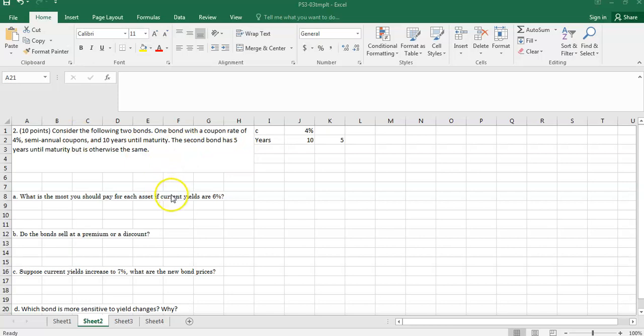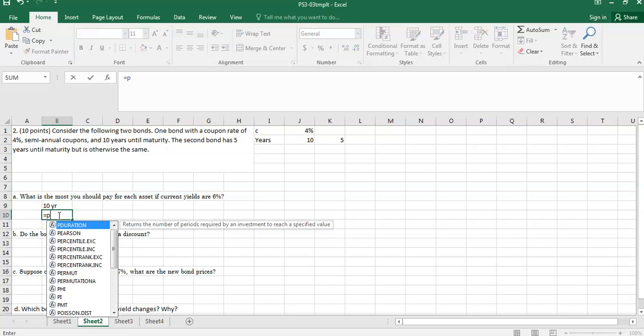Effectively, this is a present value problem where we need to think carefully about a couple of things. First of all, I tell you that these are semi-annual coupons. I tell you that current yields are 6%. I tell you that the bonds have 5 and 10 years to maturity, depending on the bond. Let's think carefully about this. So let's first do the 10-year bond and find its price.